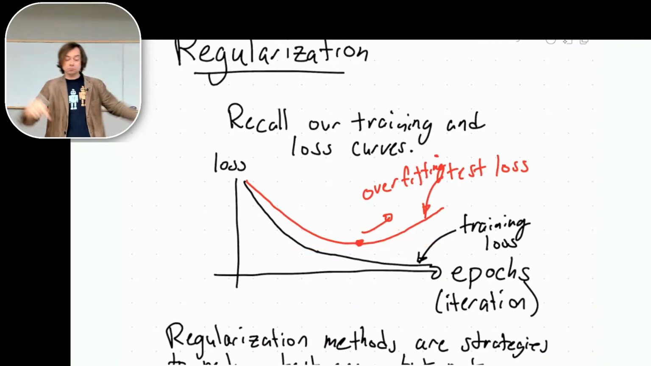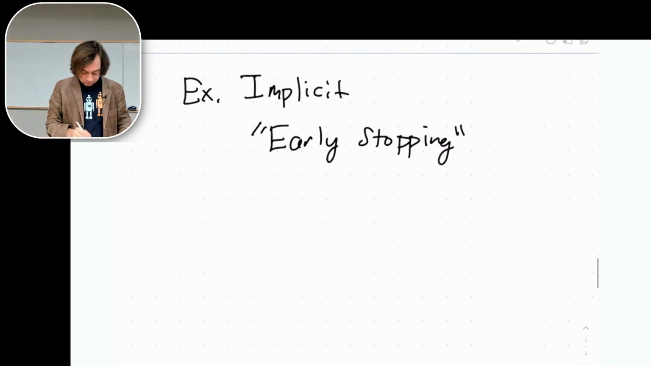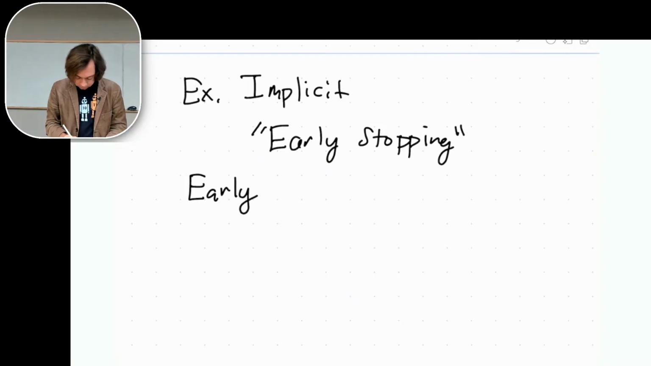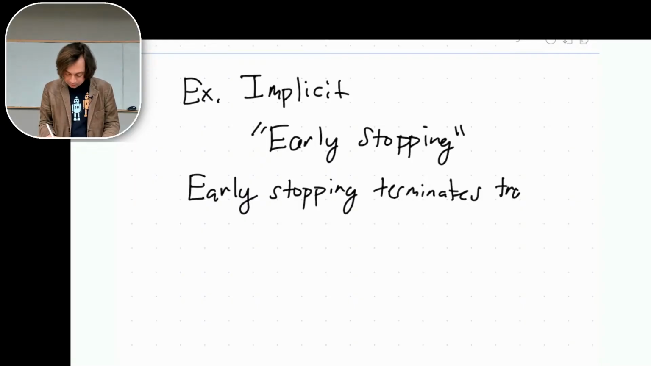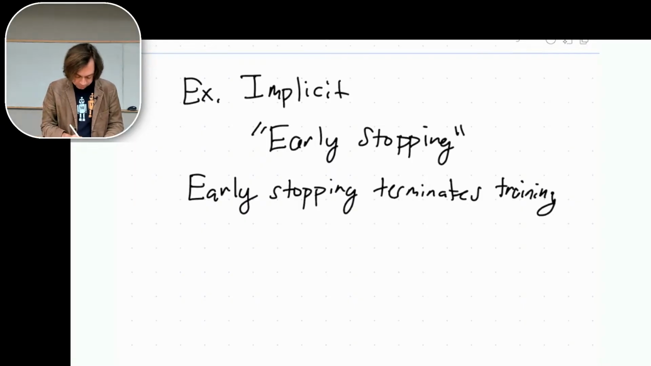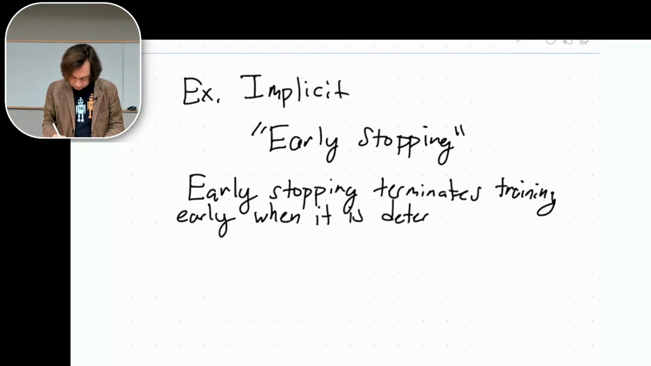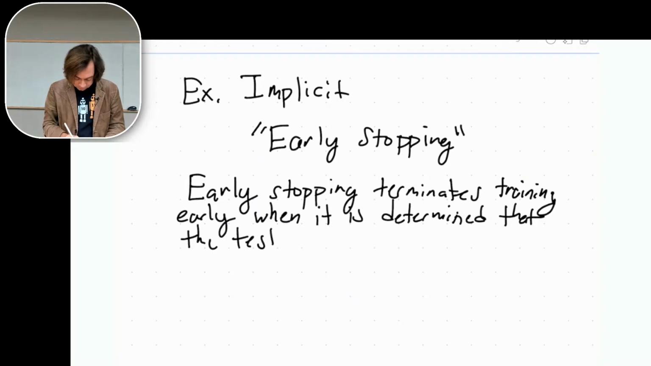Let's write that out. Write that out here. So, early stopping terminates training early when it is determined that the test error is no longer improving.